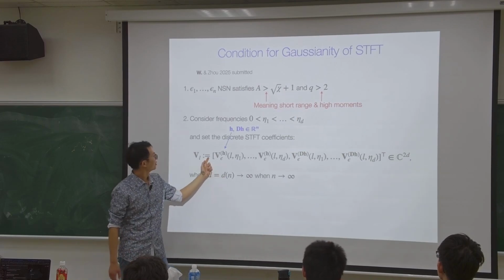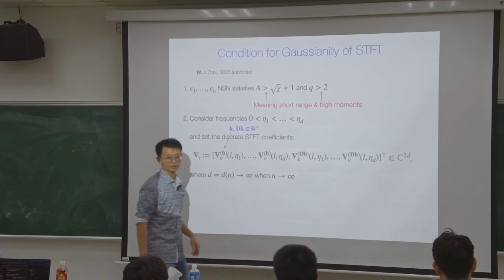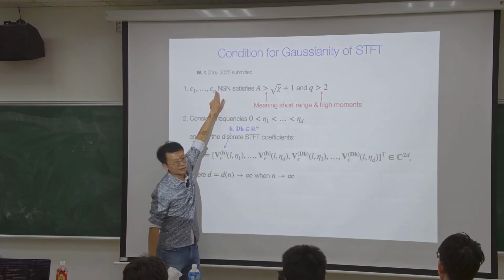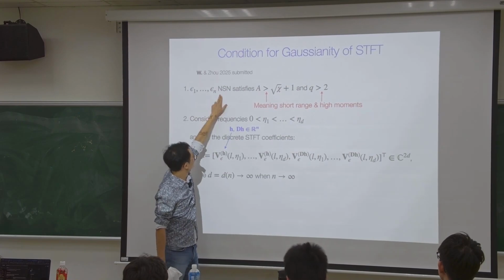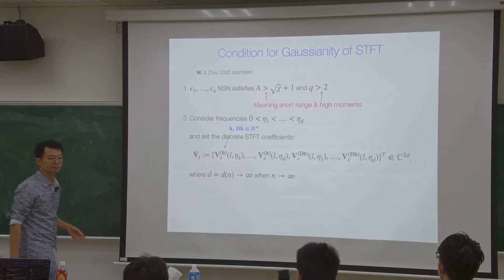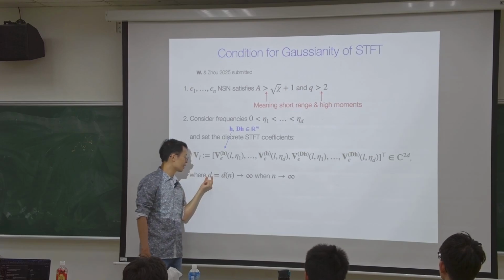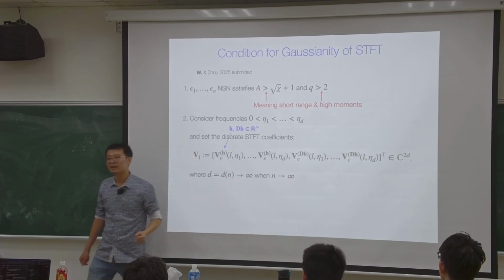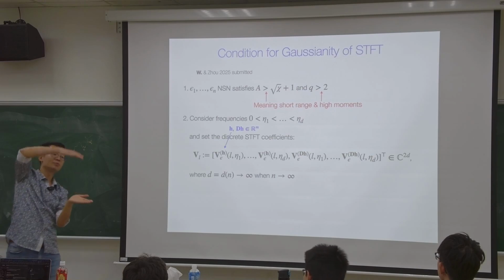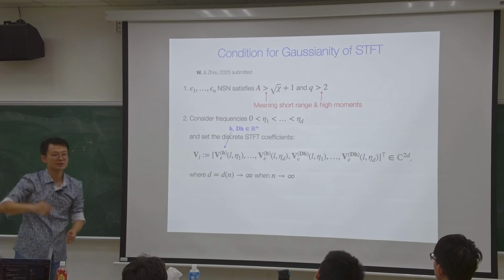So you see, we now consider a 2D complex vector. And this vector, because epsilon is a non-Gaussian random noise, V_L, this vector, is actually also a random vector. And we assume that d, we allow it to grow to infinity. Meaning that when you have more and more points, the signal is longer and longer, we allow it to explore more and more frequency entries.